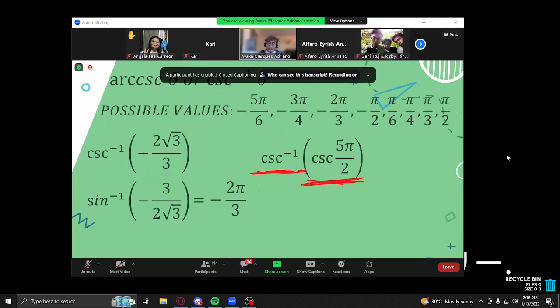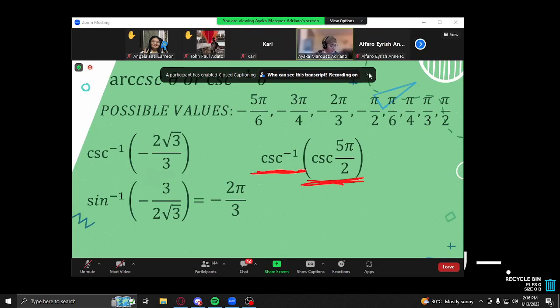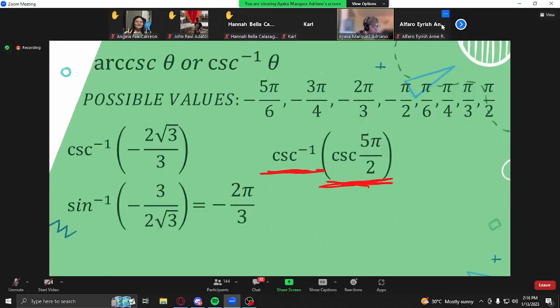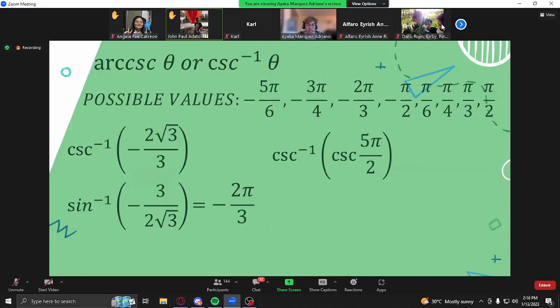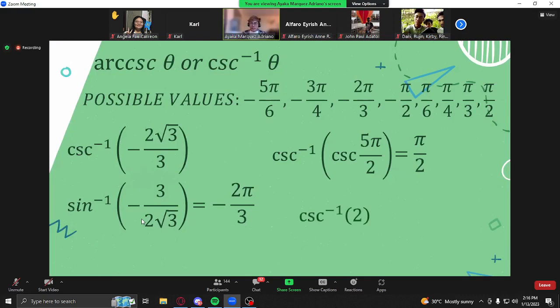So, can you give me the exact value of this one? John Paul Adato, what's the answer? Pi over 2. Pasok ba siya sa ating possible values? Pasok siya, di ba? So dahil nandun siya dun sa range of values ng arc cosecant, kino-consider natin siya as the correct answer. I hope you understand. Okay? So ginagawa lang yung trial and error kapag wala siya dun sa mga possible values. Let's have the last one.